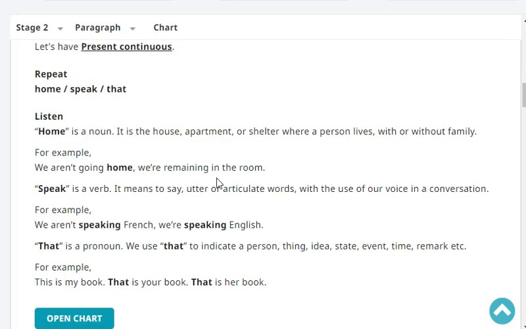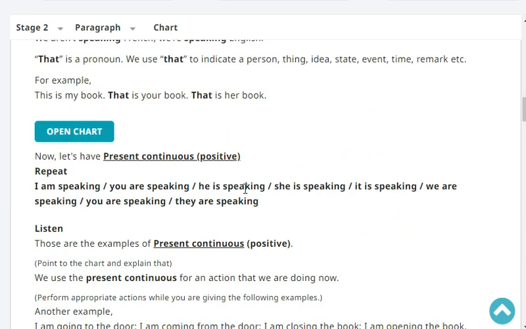Home is a noun. It is the house, apartment, or shelter where a person lives, with or without family. For example, we aren't going home. We're remaining in the room. Speak is a verb. It means to say, utter, or articulate words with the use of our voice in a conversation. For example, we aren't speaking French. We're speaking English. That is a pronoun. We use that to indicate a person, thing, idea, state, event, time, remark, etc. For example, we can say, "This is my book," and "that is your book," and "that is her book." Okay, let's practice.